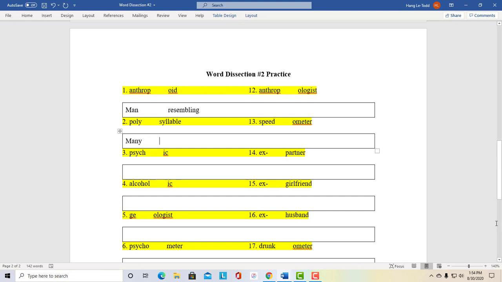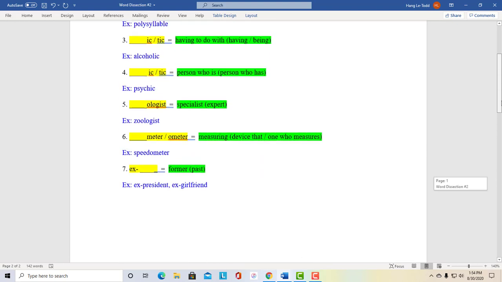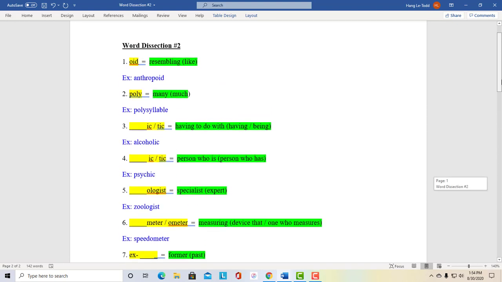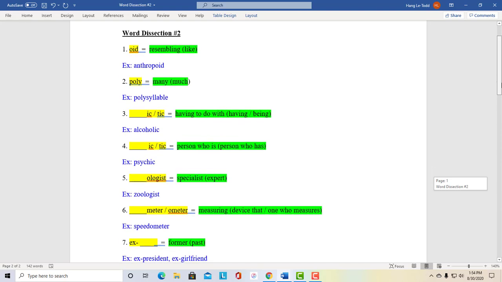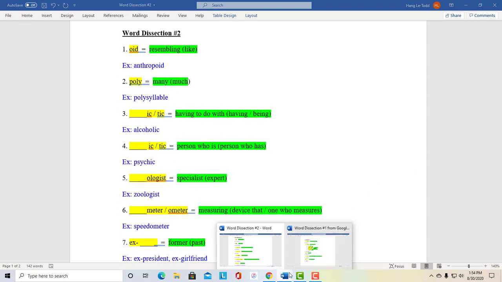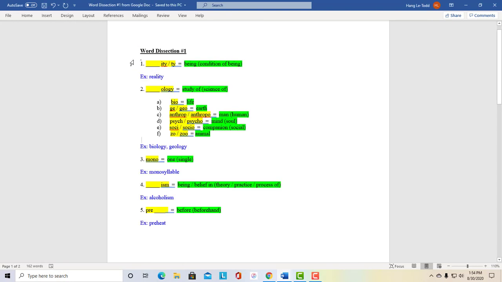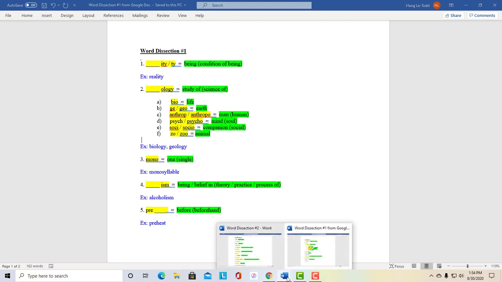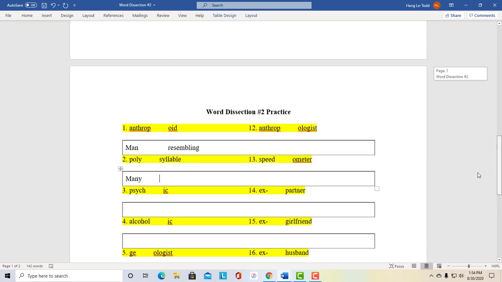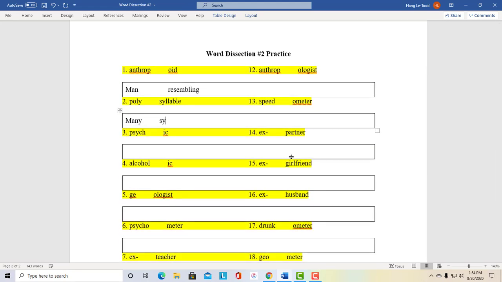Is syllable one of our words? We're looking at the words in yellow because those are the actual vocabulary words. I don't see syllable. Let's go back to word dissection number 1. Again, we're looking at the words in yellow. I don't see syllable as a yellow word, meaning it's not one of our vocabulary words. So we're going to go back to the practice sheet and just type in syllable. Remember, if it's not one of our words, all you do is copy it down and make sure you spell it correctly. I'm going to do one more with you, and that is number 3, psych.